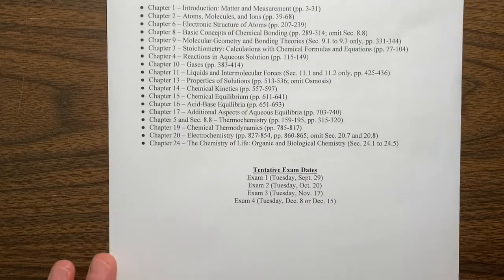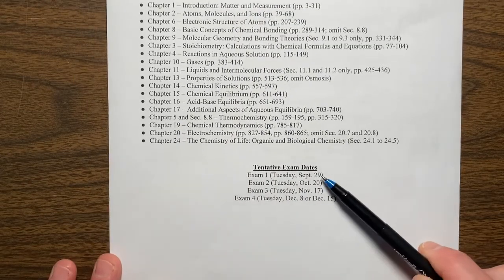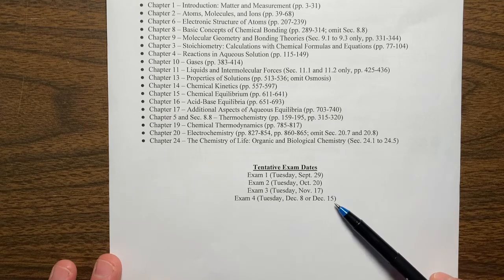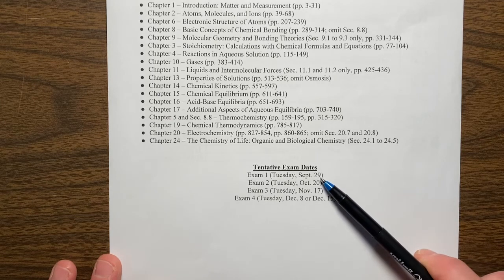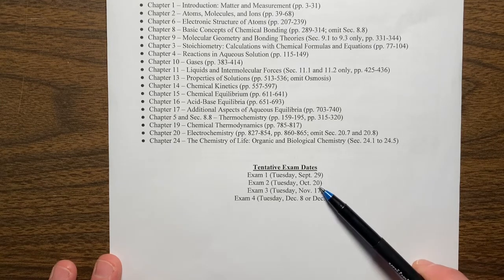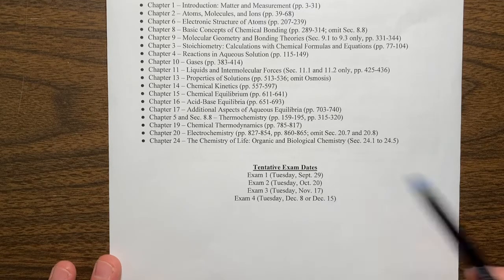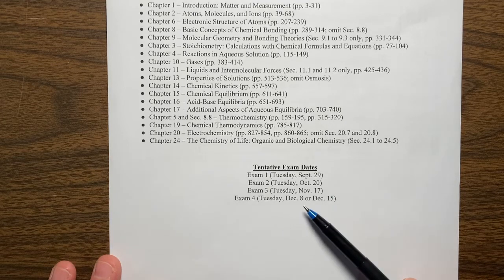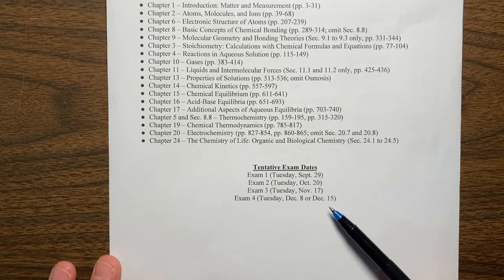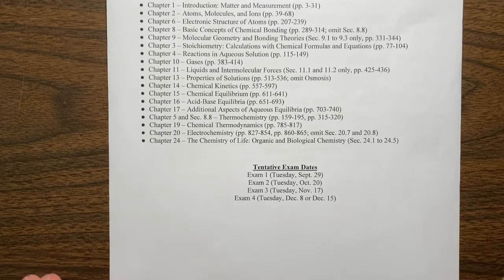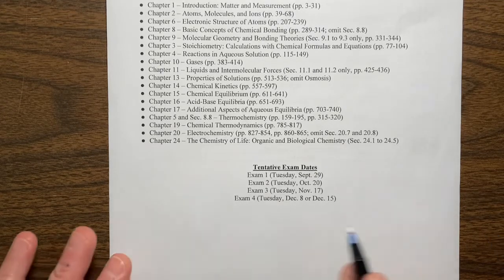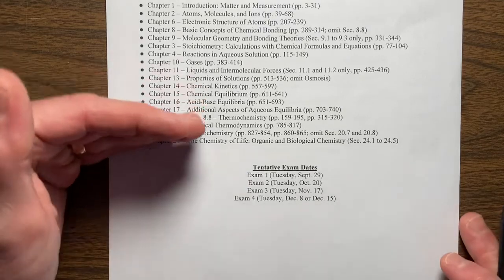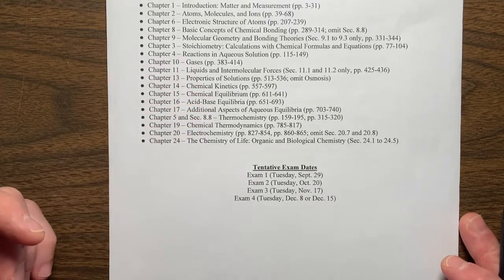Here are the tentative exam dates. They're generally about 3 to 4 weeks apart. First one will be, I believe, in week 4, and then about a month later, exam 2. 3 to 4 weeks later, exam 3, and the last exam will either be the second to last week of class or the very last week of class, and that'll be our quote-unquote final exam. But exam 4 will just cover the last few topics of the class.